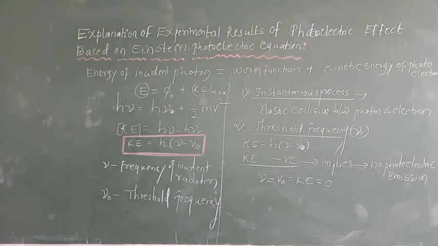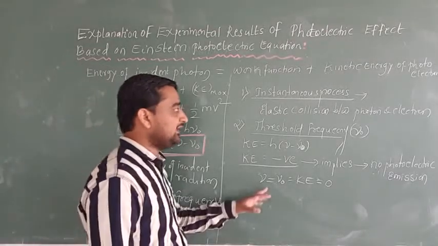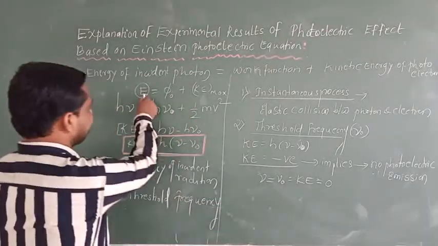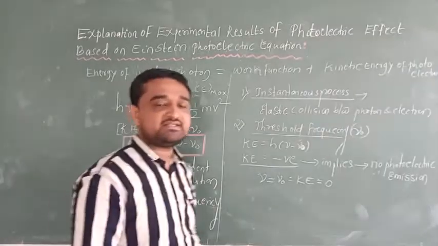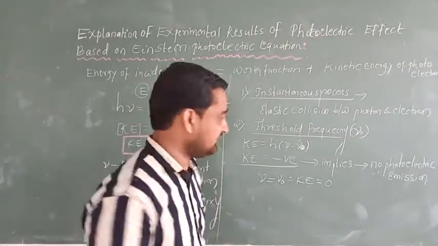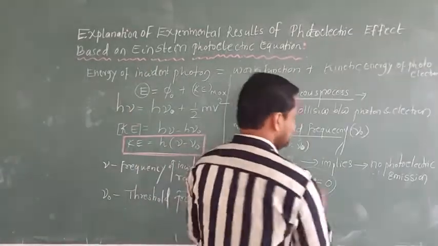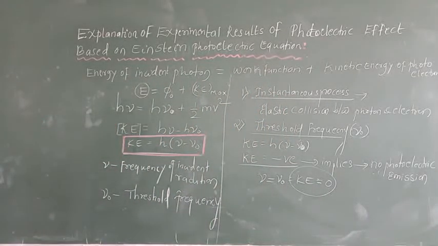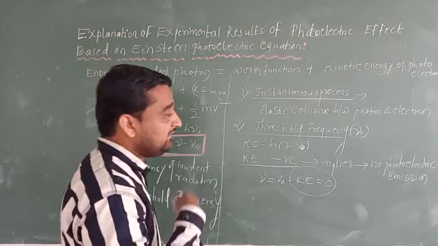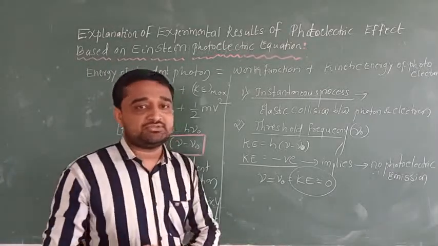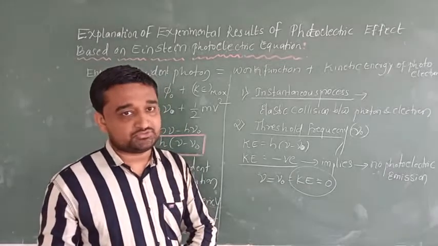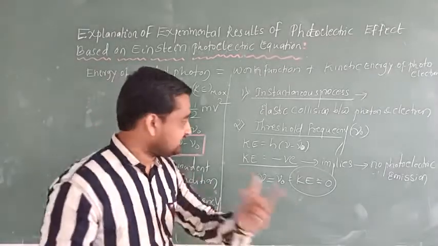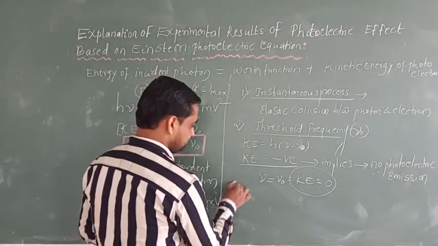Kinetic energy equal to 0 means that the only energy we have supplied is equal to the work function. Then kinetic energy becomes 0. If the kinetic energy is equal to 0, the electron doesn't have any energy to move with a velocity, so its velocity is equal to 0. Next, the explanation we are going to give here.